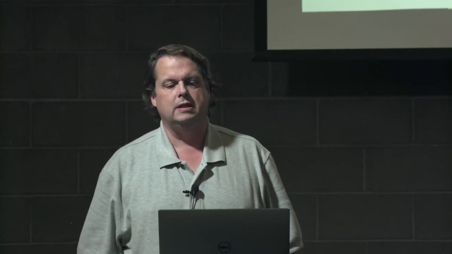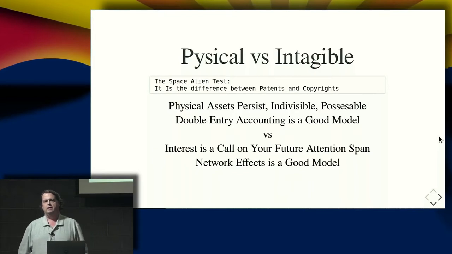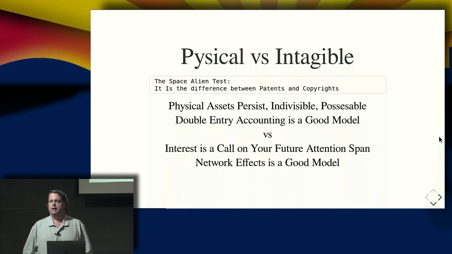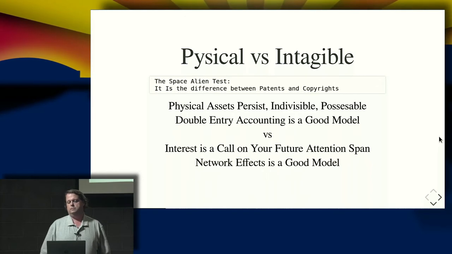So the basis of this is physical assets versus intangible assets. And this is essentially the space alien test. If humanity disappears from the planet and space aliens show up and they go to the patent office, they're going to walk through and go, oh yeah, we've got that. That works. We understand how that works. This is an odd way to do that. They're going to understand the functionality of that kind of gift that our government provides to innovators.